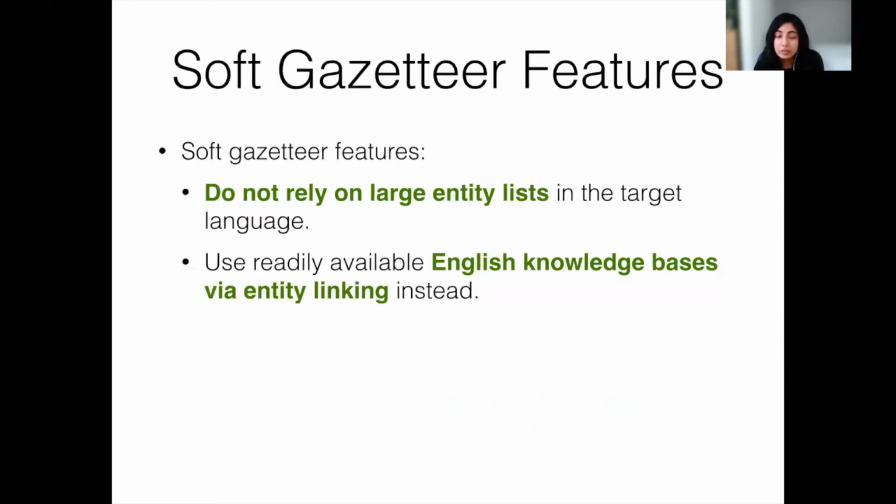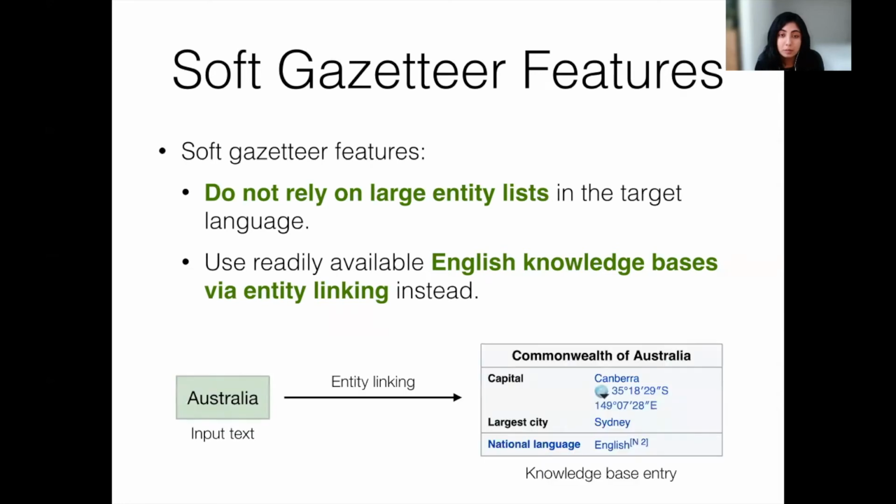As an alternative to the standard binary-valued gazetteer features, we present soft gazetteers. These features do not rely on large entity lists in the target language. Instead, they are constructed using information available in large English knowledge bases such as Wikipedia. We use the pivot-based entity linking method discussed earlier in the talk, which was specifically designed for low-resource languages. We use this method to extract the knowledge base information and create the soft gazetteer features. In the process, I will explain next.